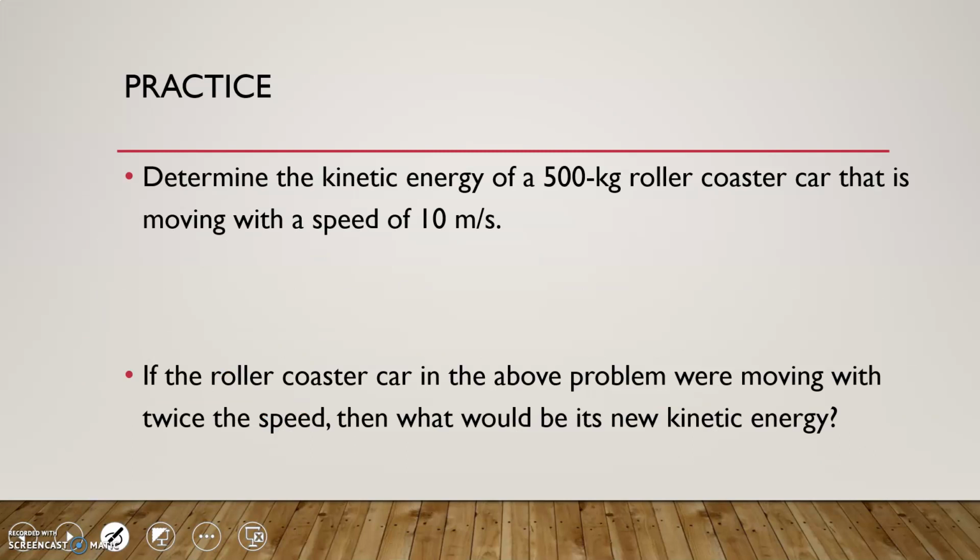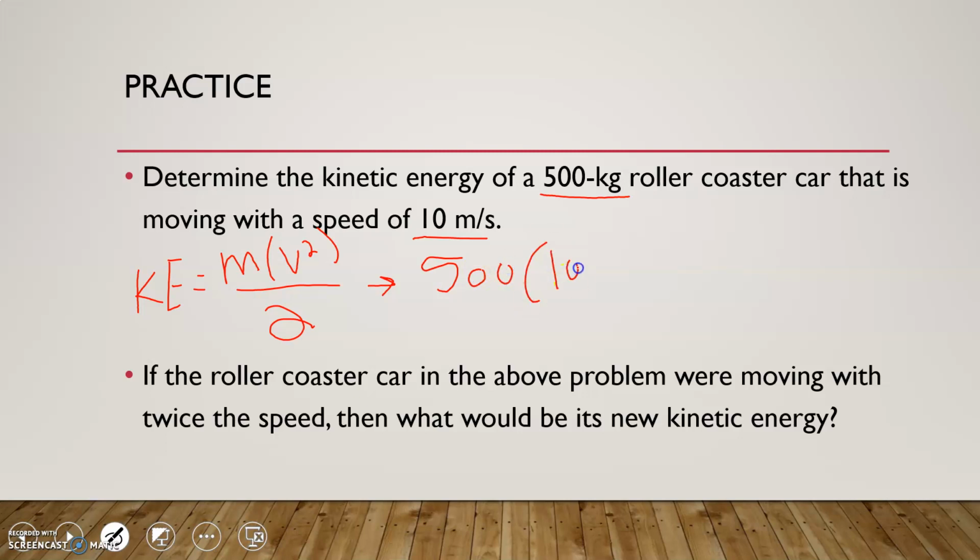So we're going to look at a couple examples. We're looking for the kinetic energy of a 500 kilogram car that has a speed of 10 meters per second. Again, kinetic energy is mass times velocity squared over 2. So we're going to plug in what we're given. Our mass is 500, our velocity is 10, and we square that, and we're going to divide by 2.